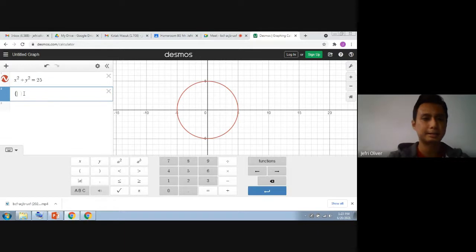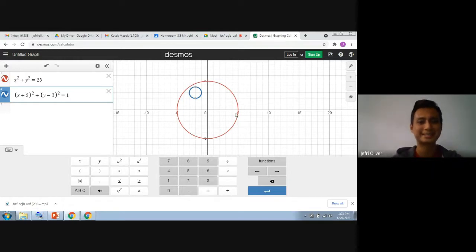So I can make the equation x plus 2 squared plus y minus 3 squared is equal to 1. Okay, so here it is. So this equation of a circle is the circle that has the center point at negative 2, 3 and the radius is 1 unit. And then of course the eyes will be symmetrical. So this is the left eye. So we can make the right eye.